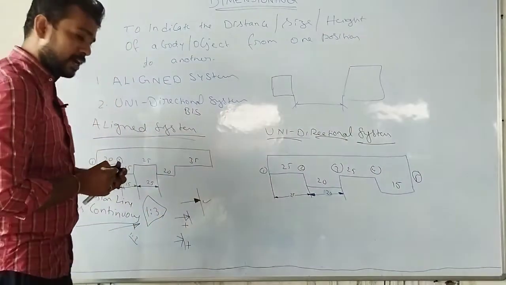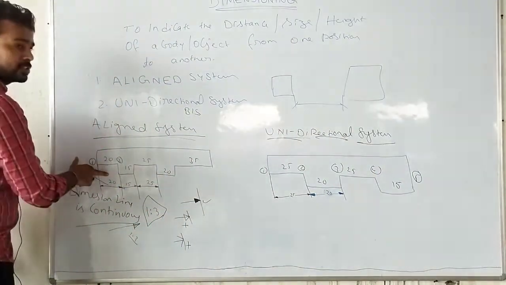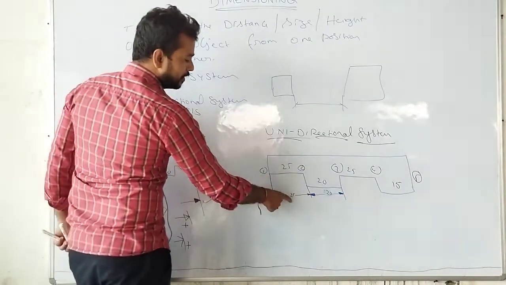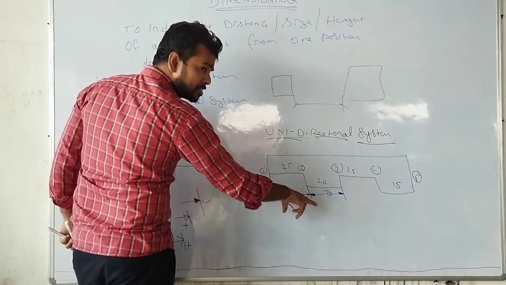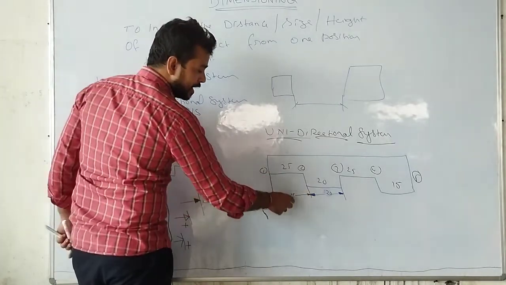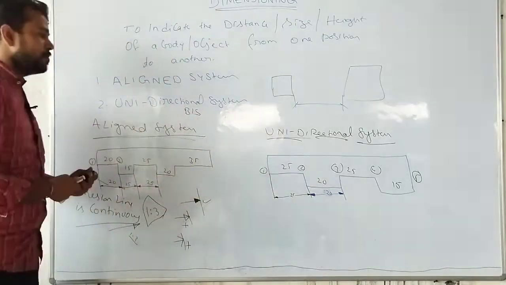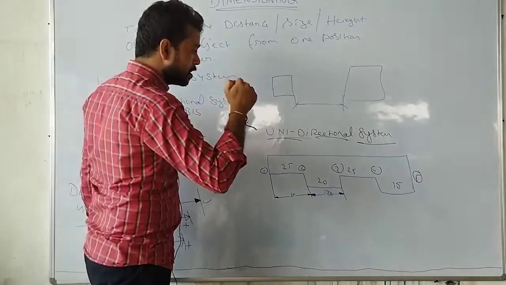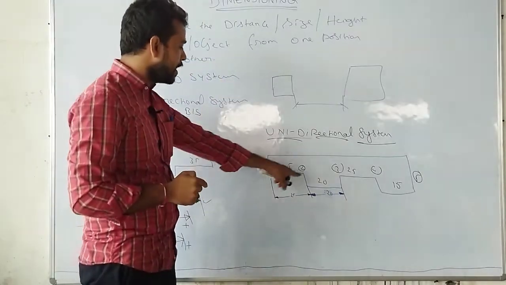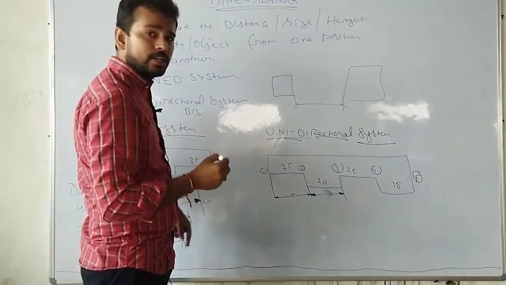Then you can ask me, sir, how is that differentiated like this? Why is the aligned system on top of the dimensioning line? Why in the unidirectional system is the dimensioning in between, the dimension line not continuous, and the indication of dimension in between? Why? Because in the unidirectional system you will observe the drawings. See where these drawings and dimensioning lines will be, on a drawing sheet. Okay, on a drawing sheet.